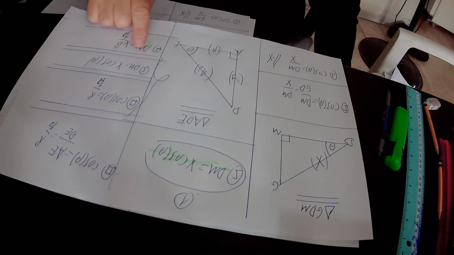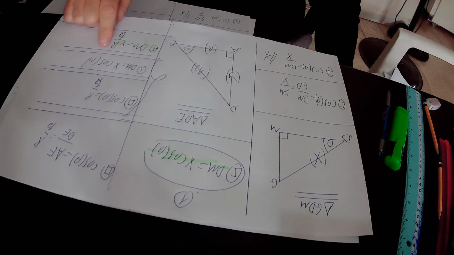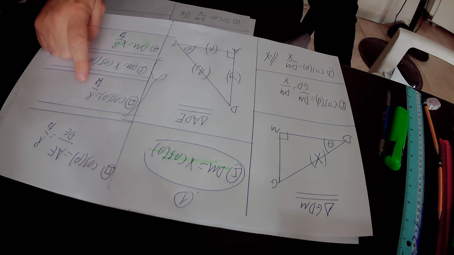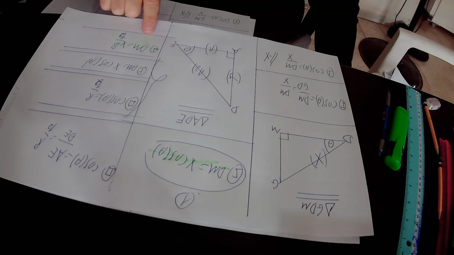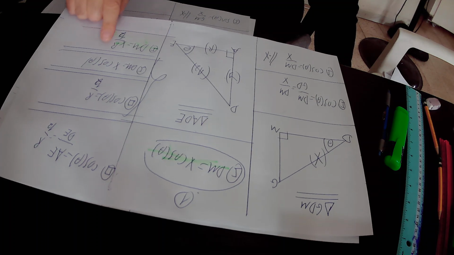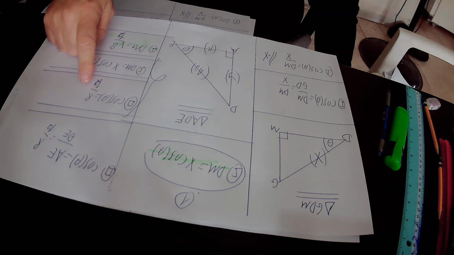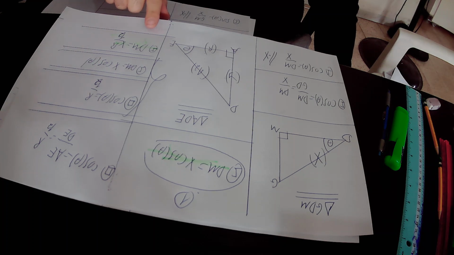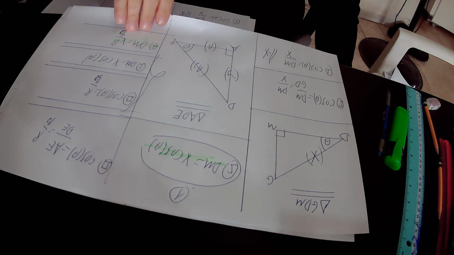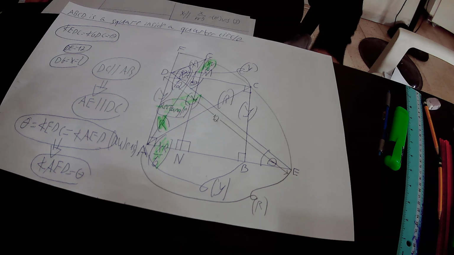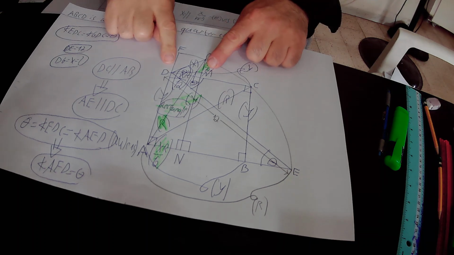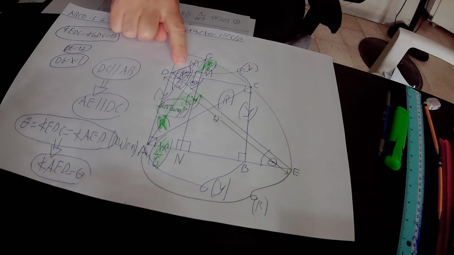According to equation 1, we have already found out that DM equals x times cosine theta. Now we can substitute cosine theta in equation 1 by r over 12 from equation 2. We did it and found that DM equals x times cosine theta. Cosine theta is r over 12, so in total DM equals xr over 12. So here side DM is equal to xr over 12.